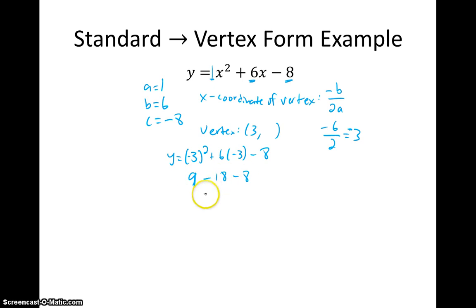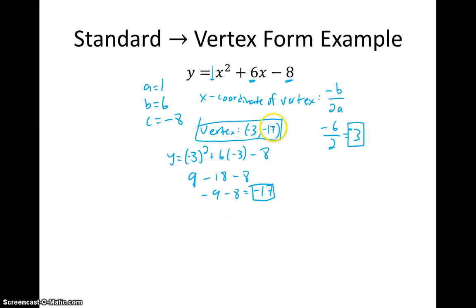Well, 9 minus 18 is -9. -8 gives me a -17. So that's my y-coordinate. So I have my x-coordinate and my y-coordinate in here. So my x-coordinate is -3. Remember, I forgot to put that negative in there. And then we have -17 for the y. So now that I have my vertex, I can put it into vertex form.